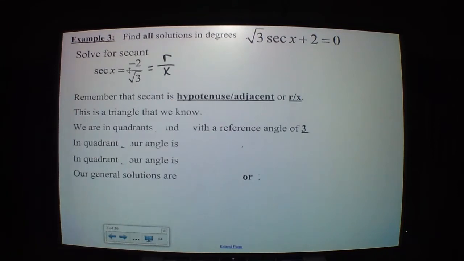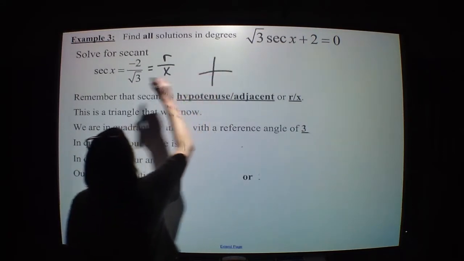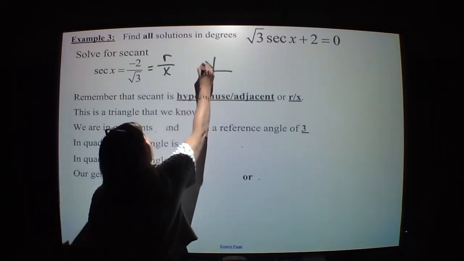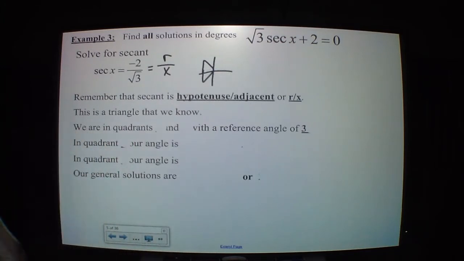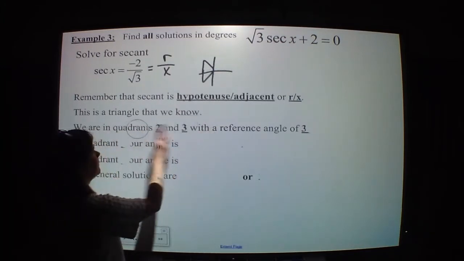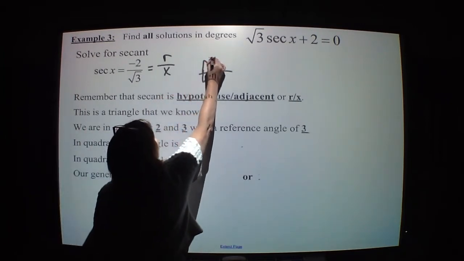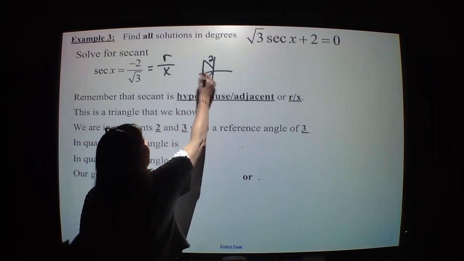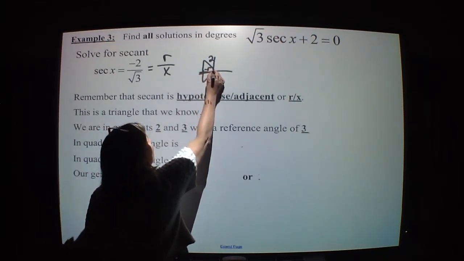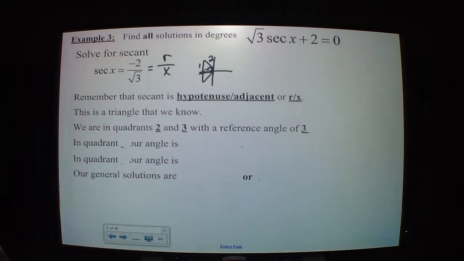This is a triangle that we know. You draw it out. Cosine is negative right here, in the second and third quadrants. That's what I wrote here. And the sides of my triangle: my hypotenuse is 2, my x side here is negative radical 3. So this is a 1, 2, radical 3 triangle. Okay?